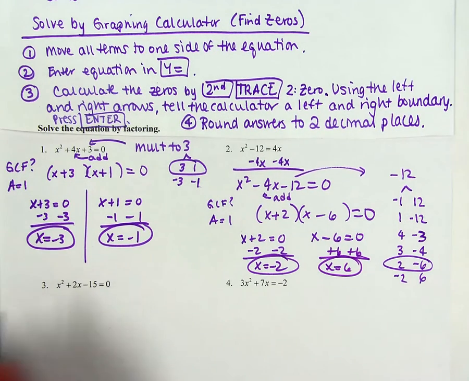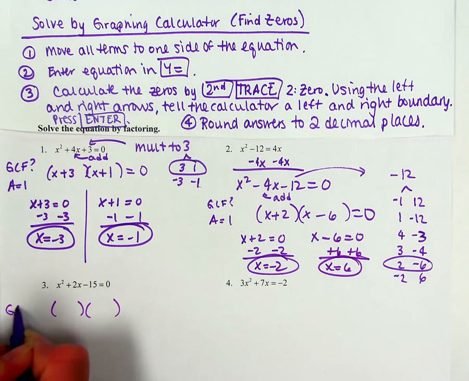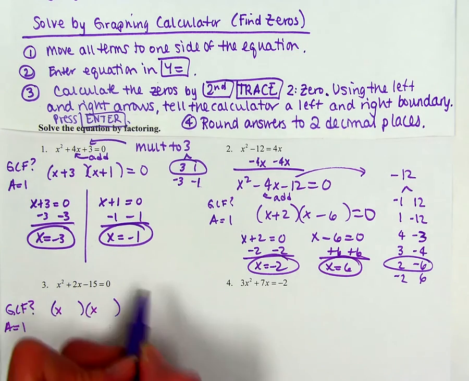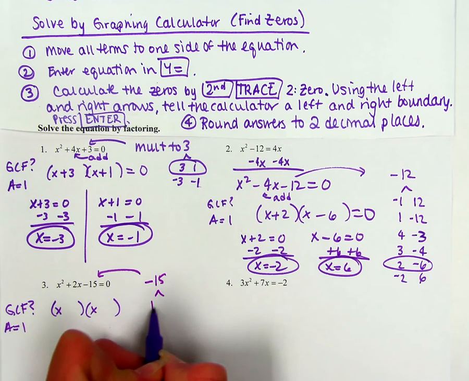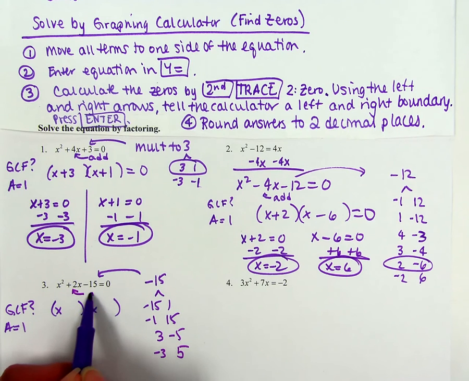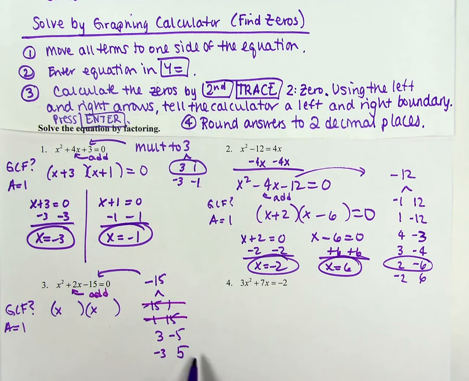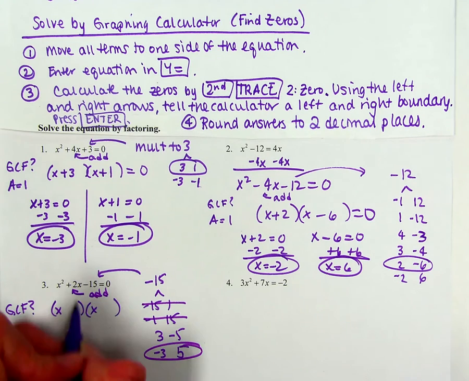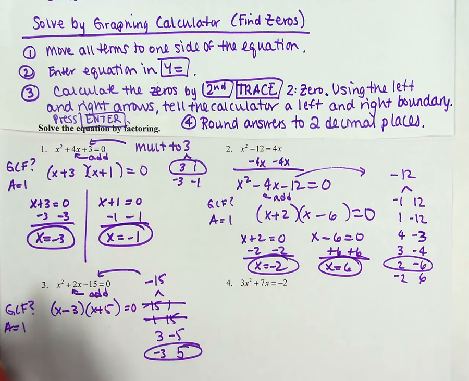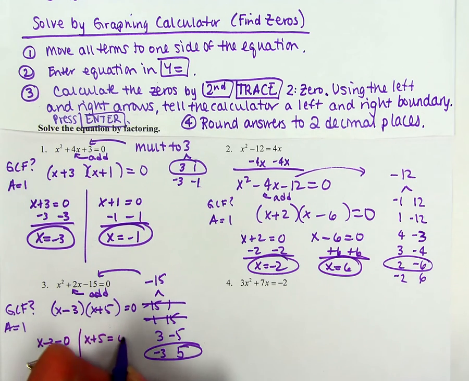All right, this one already says equals 0, so I can go right to my factoring. There's no GCF. A is equal to 1, so x and x go at the front. What multiplies to negative 15? Okay, I want to add to positive 2, so not that or that. The one that adds to positive 2 is negative 3 plus 5. And don't forget this is your equal 0. So at this point I can say x minus 3 equals 0, x plus 5 equals 0, and I can solve my quick equations.